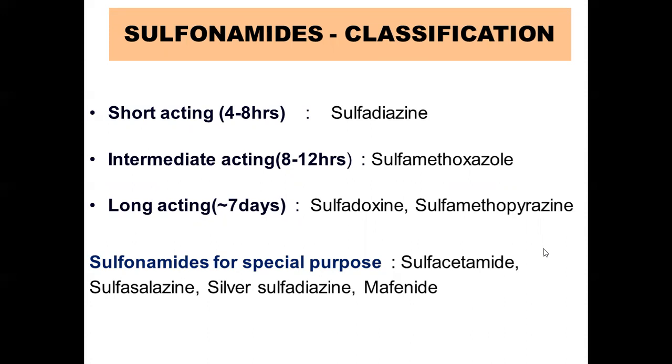The classification of sulfonamides is based on their duration of action: short acting, which act for 4 to 8 hours, an example is sulfadiazine; intermediate acting ones, that is sulfamethoxazole; and long acting ones, which have a duration of action of about 7 days, sulfadoxine and sulfamethoxypyrazine. There are other sulfonamides used for special purposes, which we'll see towards the later part of this session. Examples are sulfacetamide, sulfasalazine, silver sulfadiazine, and mafenide.